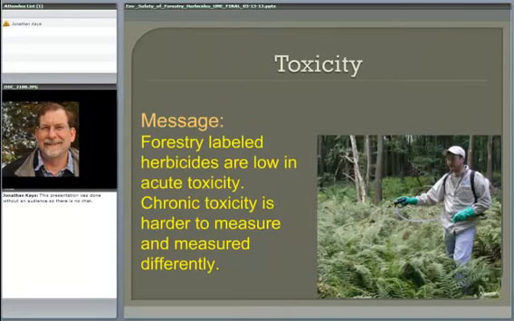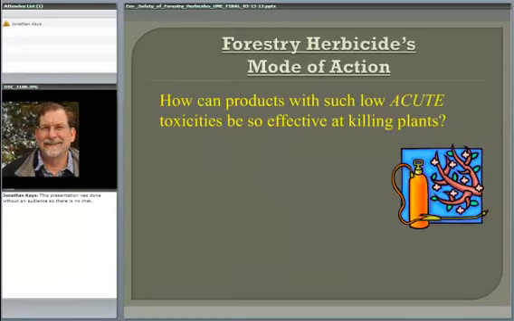So the message here is that forest-labeled herbicides are low in acute toxicity, and chronic toxicity is hard to measure and measured differently, but most of the research that we have shows that these materials do not have really any problem with chronic toxicity. I think that's a really good thing to know. And many times it's because they've been developed to address specific biochemical processes unique to plants. And I'll explain that in a few more minutes, like right now.